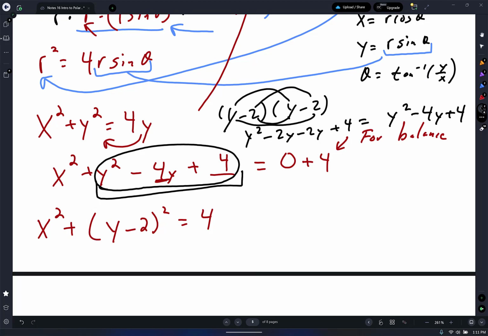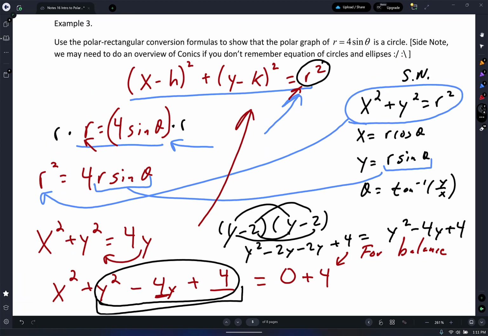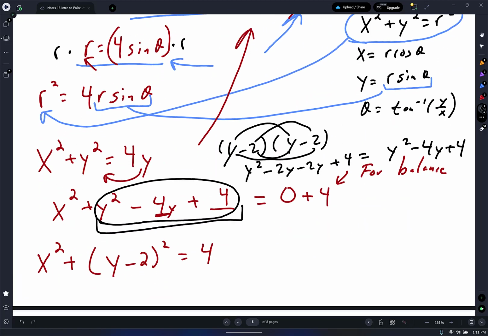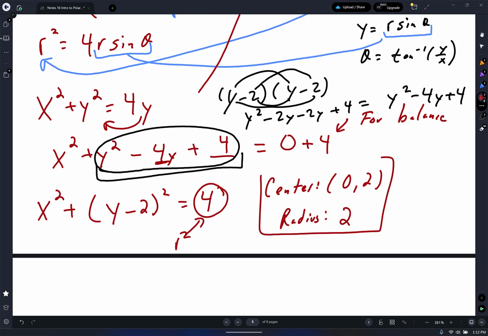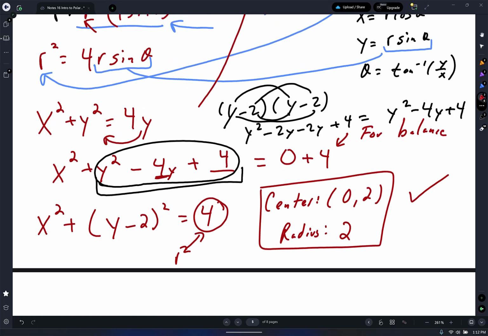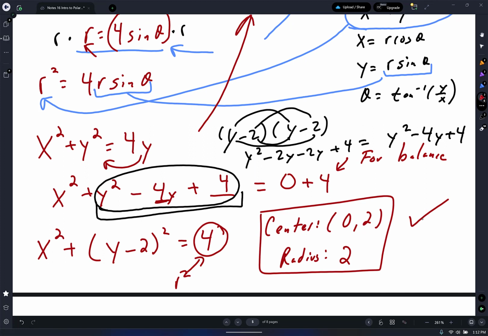So now I have the center, because it looks like this: h, k is my center. So the center of this circle is 0, 2. And the radius is the square root of 4, because remember, that's R squared. So what's the square root of 4? There it is. So it in fact is a circle centered at 0, 2 with a radius of 2. How would it look if I were to graph this? It would look like this.